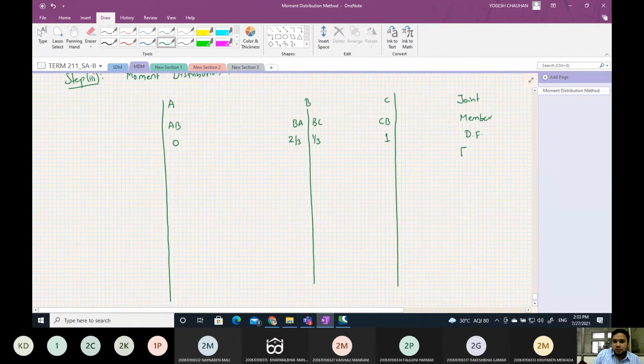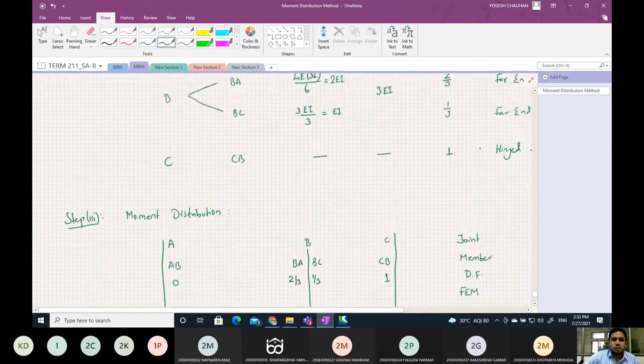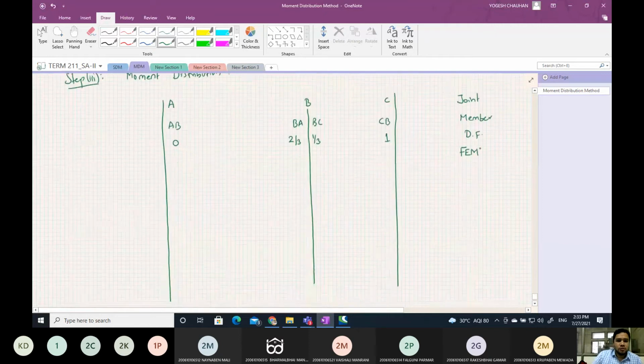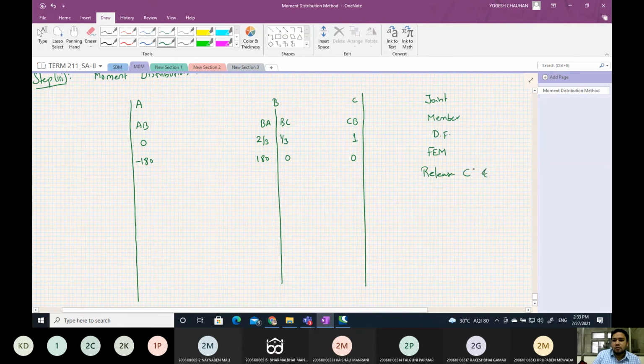Then we write the fixed end moments. The fixed end moments are minus 180, 180, 0, 0. Now here support C is hinge support, so we have to release the support, but it is already being released because there is no moment. Still we release support C and carry over. So 0 will be carried forward here, half of this will be carried forward here, 0, 0. So our initial moments are same as the fixed end moments.